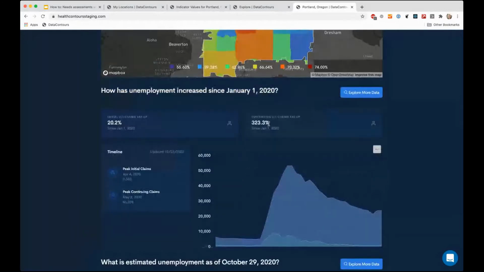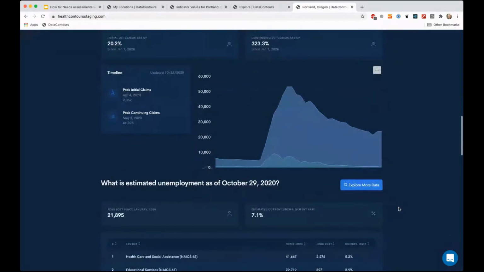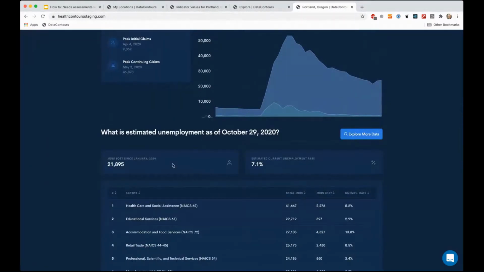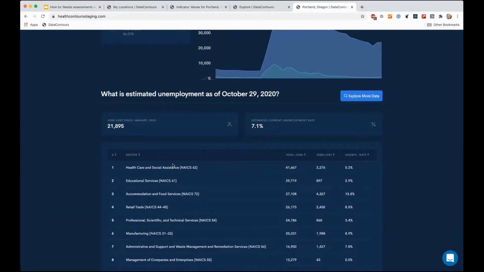And here in Portland, we've seen the continuing claims number is about 3 times what it was at the beginning of the year. Though this is slowly getting better, as you can see, we're still at about 22,000 continuing claims for the city, with the estimate, which would translate into about 21,000 jobs which have been lost, and gives us an unemployment rate of about 7%, which is double the unemployment rate last year.